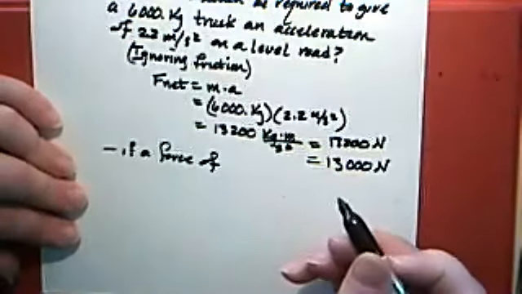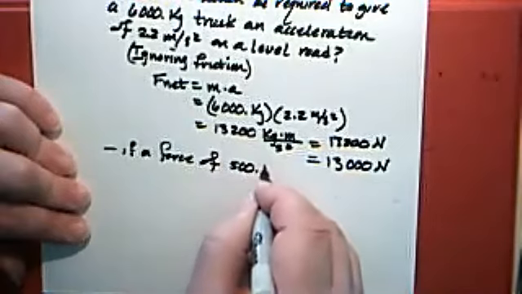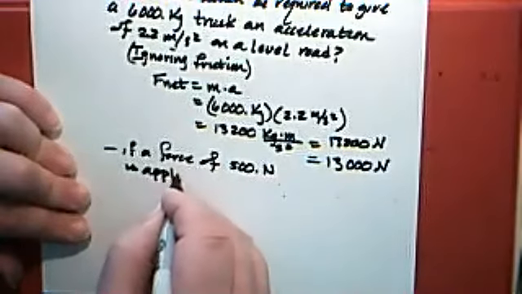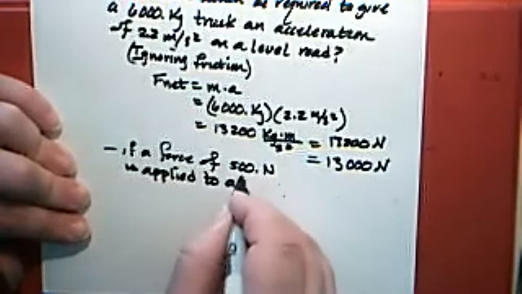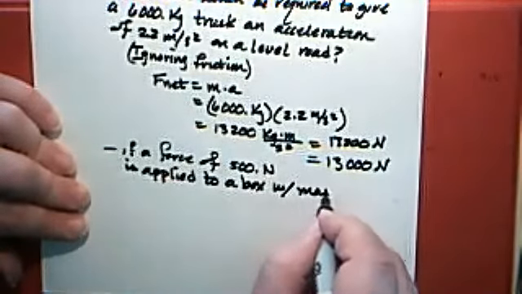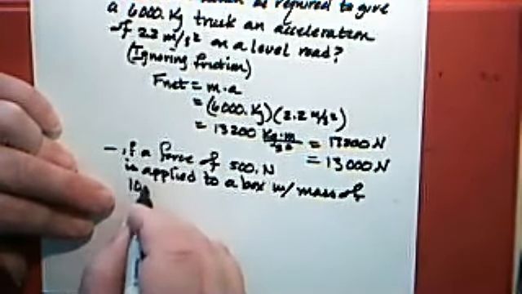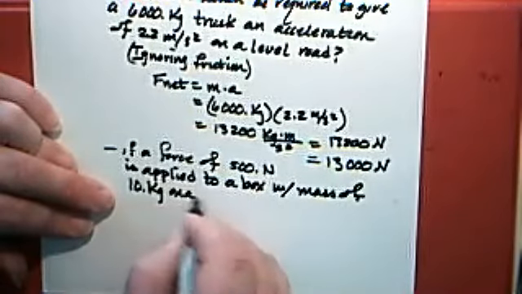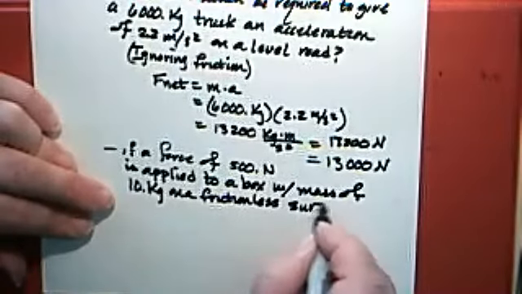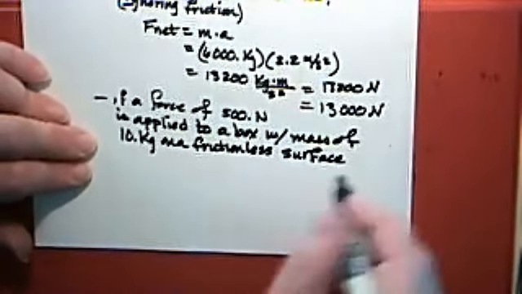So say, on the other hand, a force of, say, 500 newtons is applied to a box with a mass of, 10 kilograms, we'll say. On a frictionless surface, what should be its acceleration?